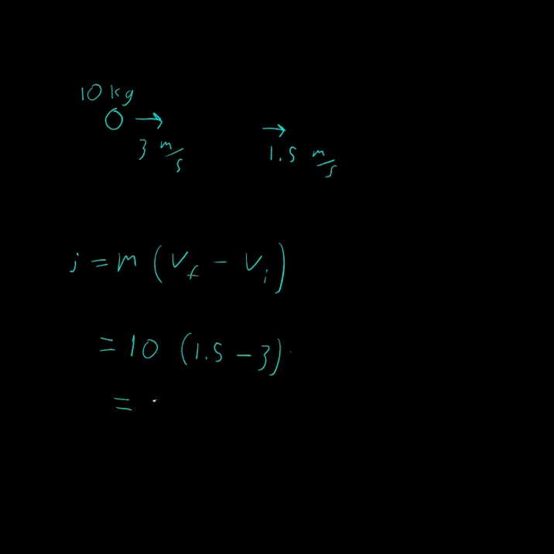So we can write this out further. We get negative 1.5. And finally, we have negative 15. And remember, if you suppress units like I have, always remember to throw them in at the very end. So we would have kilogram meters per second. Okay.